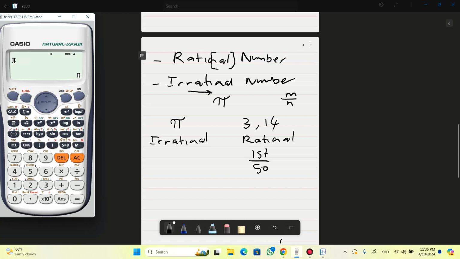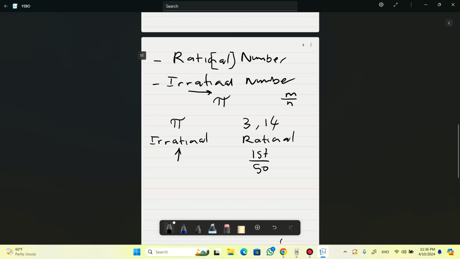I cannot change it, right? It will always be a decimal number, right? And hence this here, pi, is irrational, and 3,14 is rational. So I hope that you understand what is meant by irrational and rational numbers.